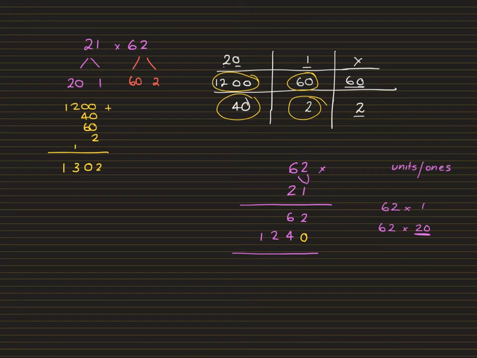So when I add that up, 2 plus 0 is 2. 6 plus 4 is 10. 2 plus 1 is 3. And you get the same answer. So you will prefer either method 1 or you'll prefer method 2. And it doesn't matter which way you choose, okay? Just stick with it. I'm going to do another example.